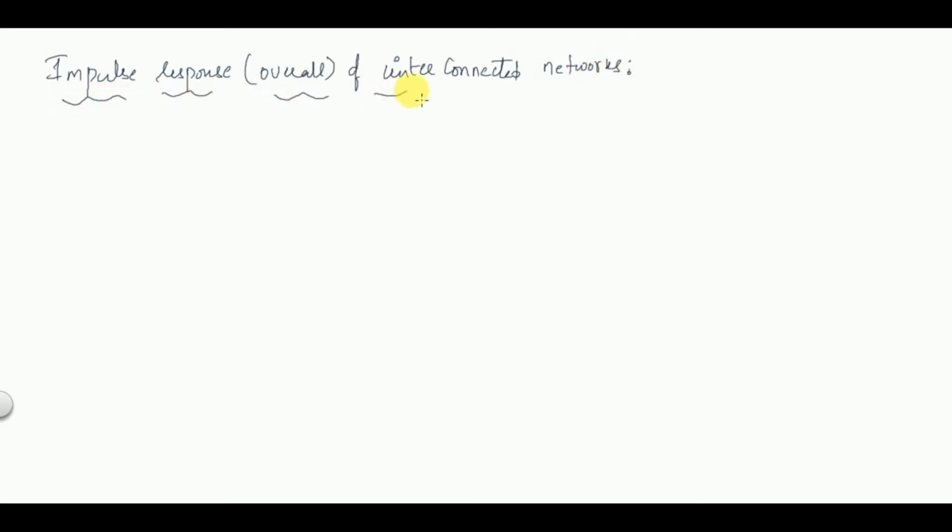So in this video we are going to learn the concept of impulse response, that is, overall impulse response of interconnected networks. Okay, so overall impulse response of any interconnected network.